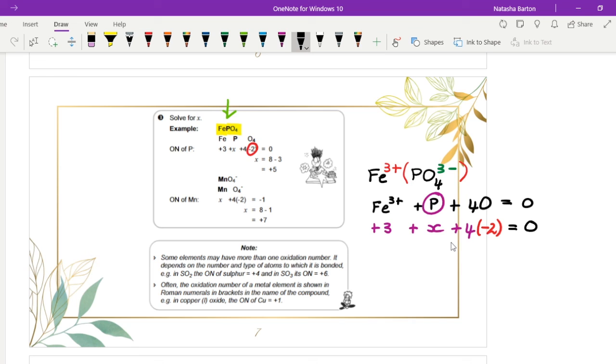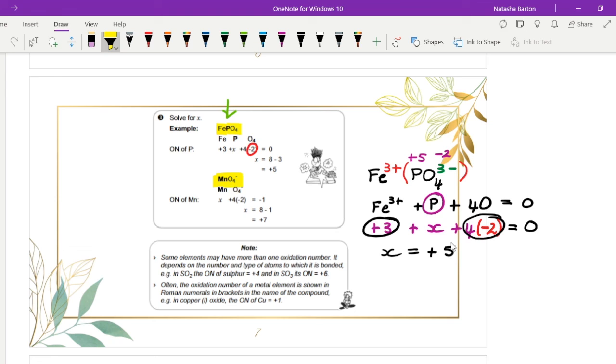Now we simply need to solve for X. We have X equals, this is -8, move it over, we have positive 8 minus 3, giving us positive 5. So that means in this substance, iron has an oxidation number of positive 3. Phosphorus has an oxidation number of positive 5, and each oxygen atom has an oxidation number of -2. So the answer here is positive 5.